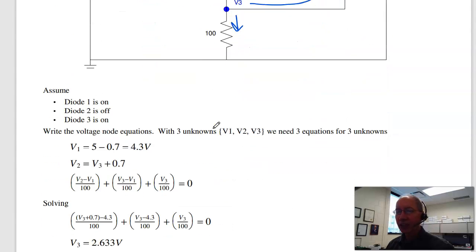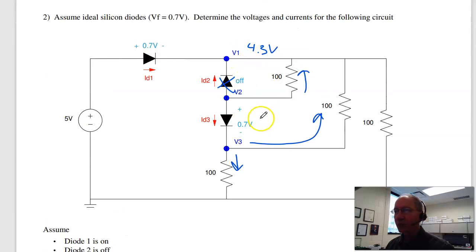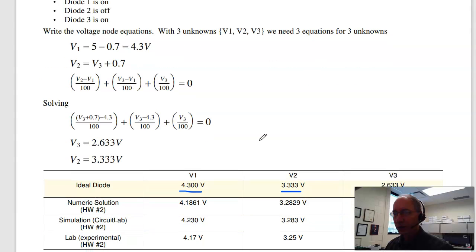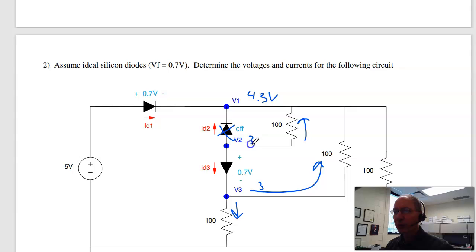In this case, to check, V3 is 2.63 volts and V2 is 3.33 volts. And so, checking. Let's see. This diode is reverse biased. It's got minus 1 volt across it. That checks.